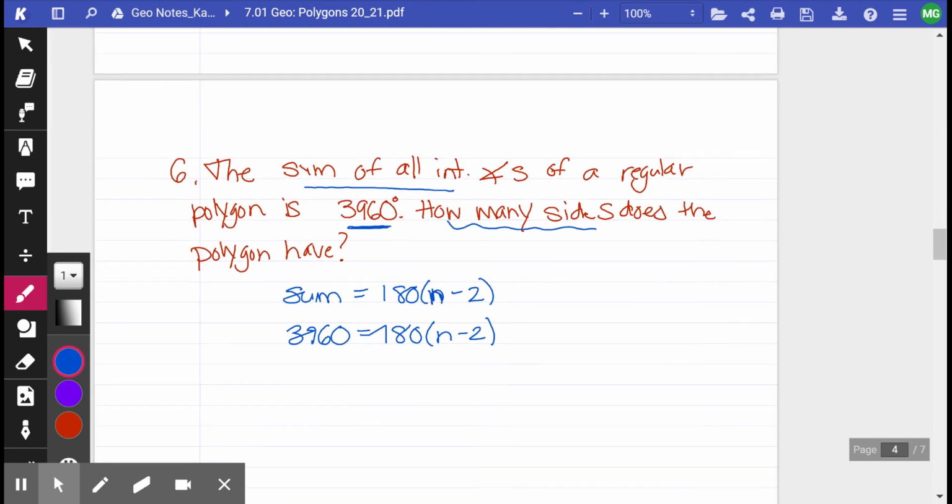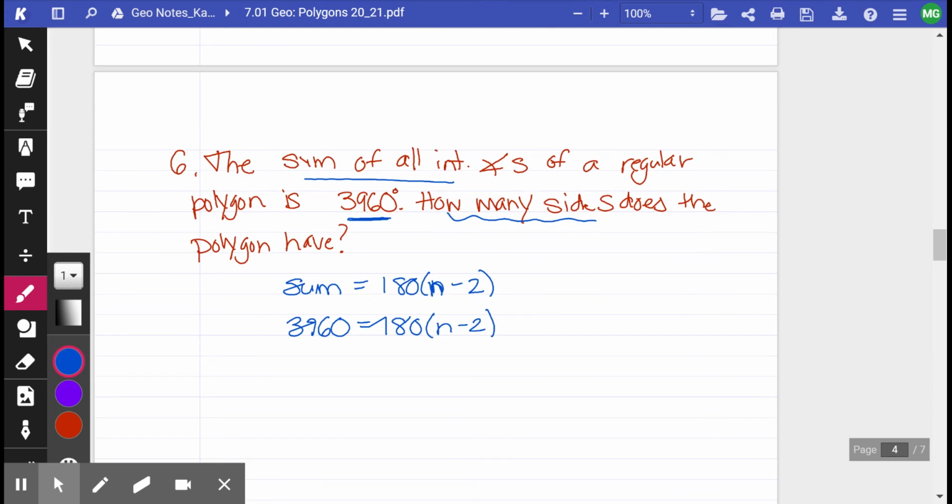And there's a couple different ways you could solve for n. You could start by dividing by 180, or you could start by distributing. I'll let you guys decide which way you'd prefer. Pause the video and solve for n. All right, so I'm just going to divide by 180 on both sides. Again, you did not have to do it this way. And I get 22 equals n minus 2. Add my 2 over, which tells me this polygon has 24 sides.